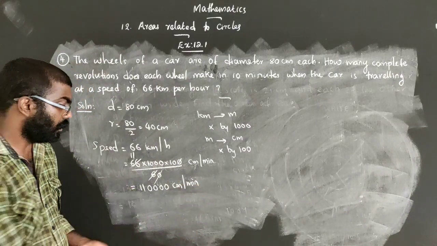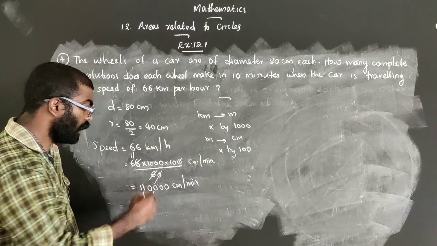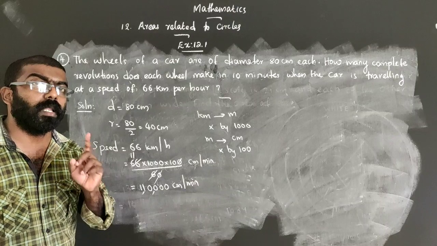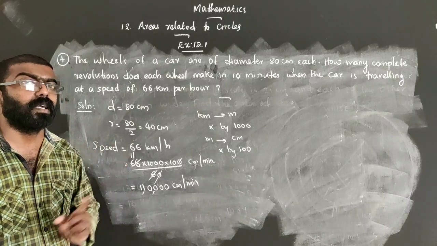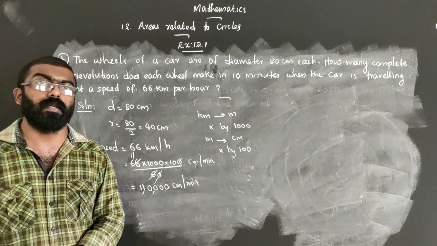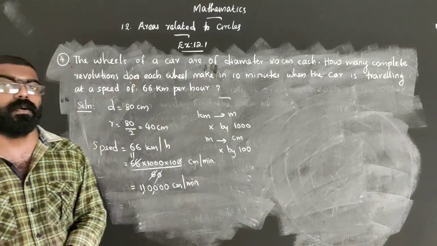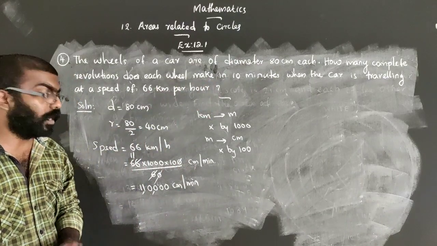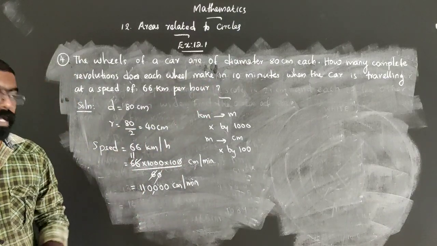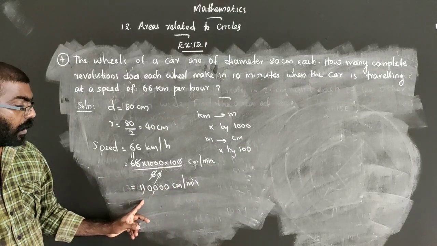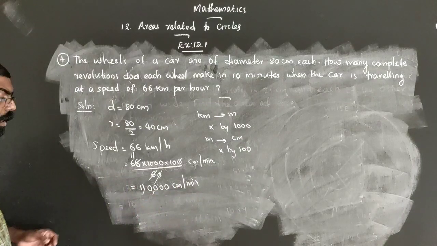So what's the meaning of this one? Speed is 1,10,000 centimeter per minute. That means in 1 minute the car travels 1,10,000 centimeter. Okay. So first of all we have to find the distance traveled in 10 minutes. For that we can multiply this into 10. In 1 minute 1,10,000 centimeter. So in 10 minutes 1,10,000 into 10.